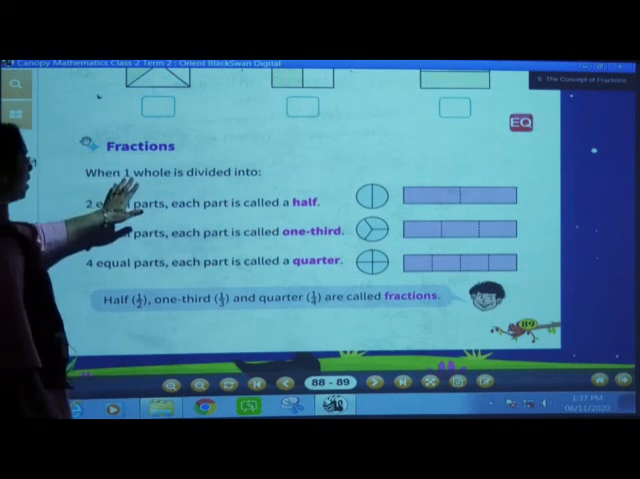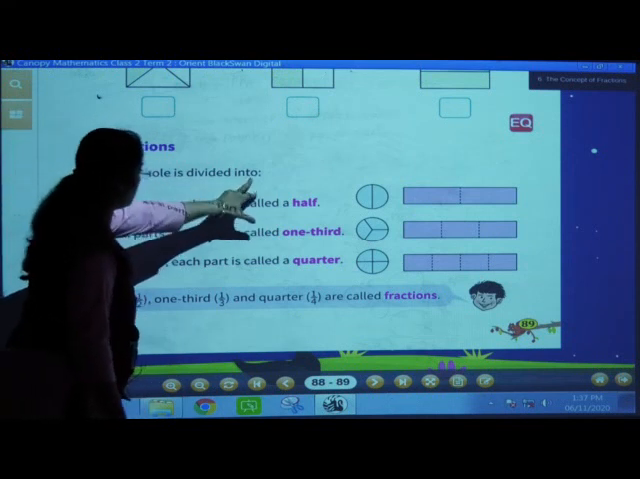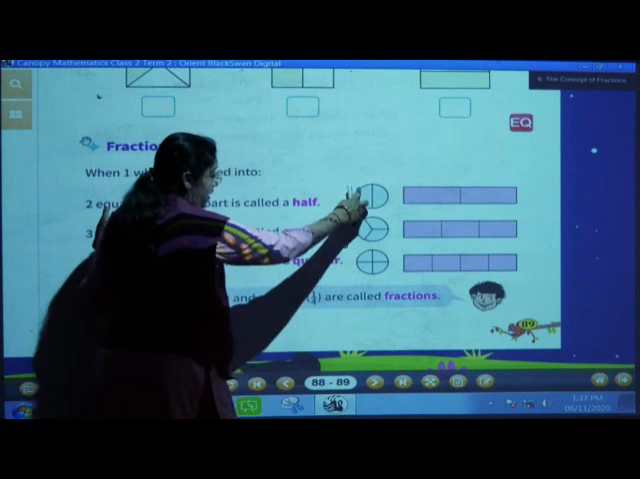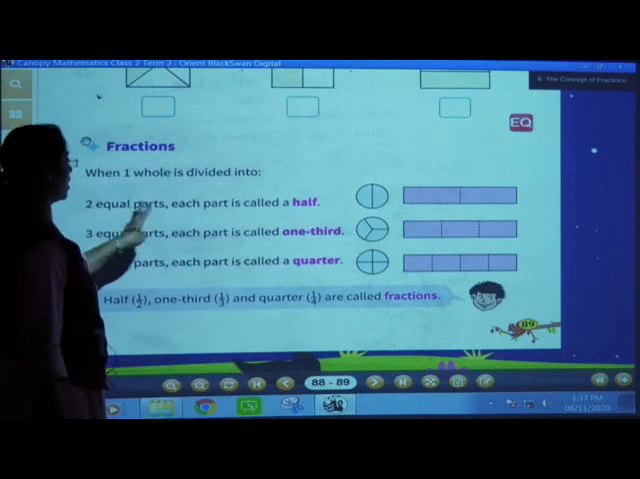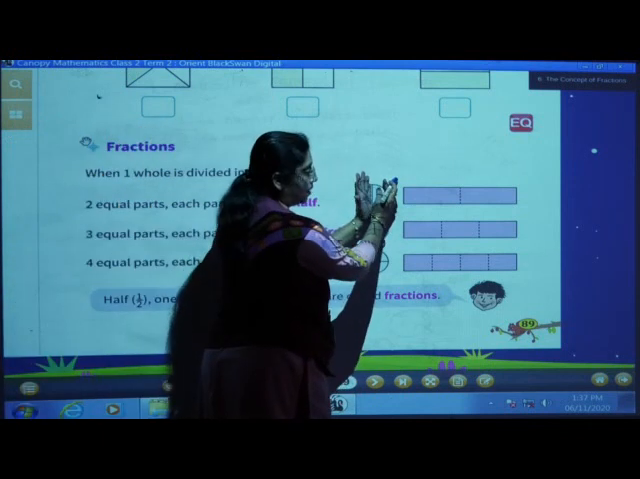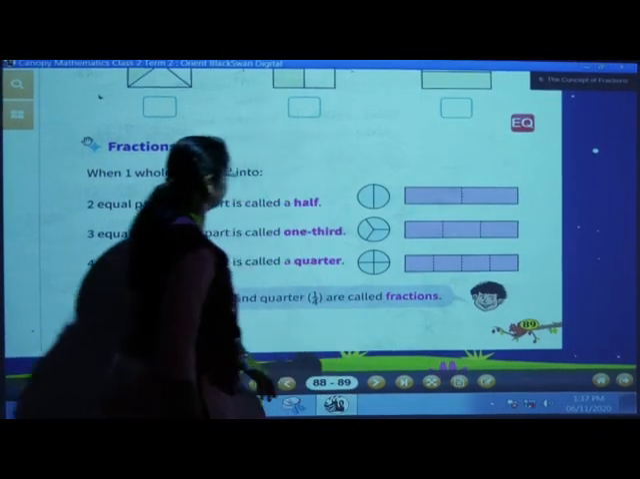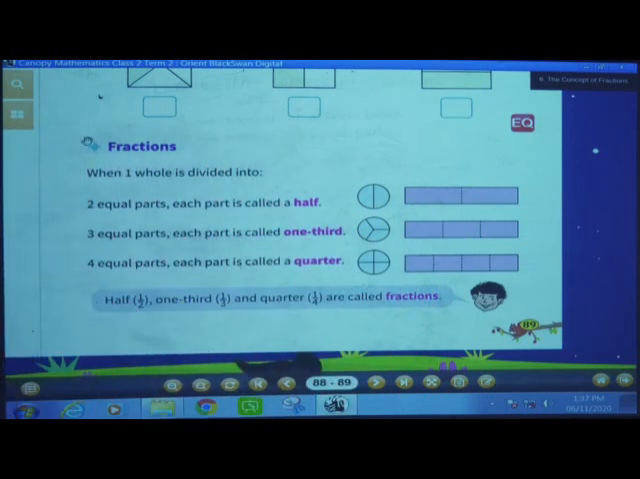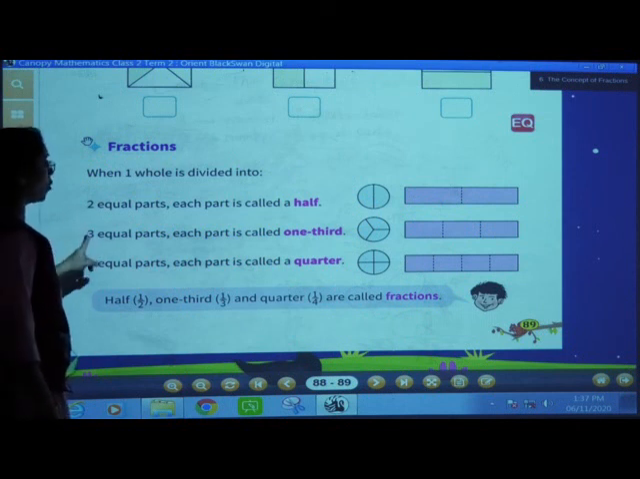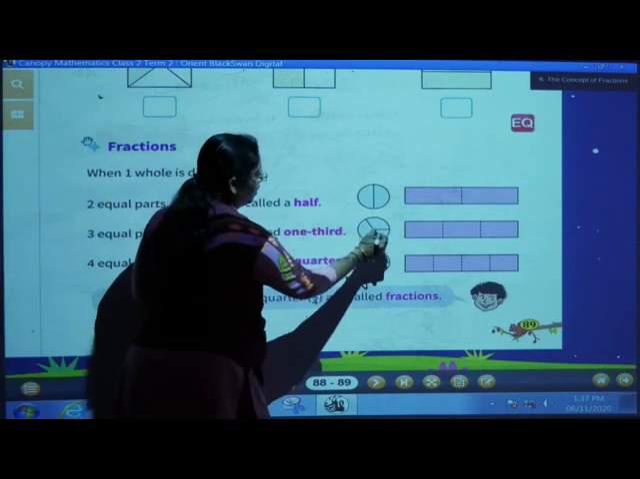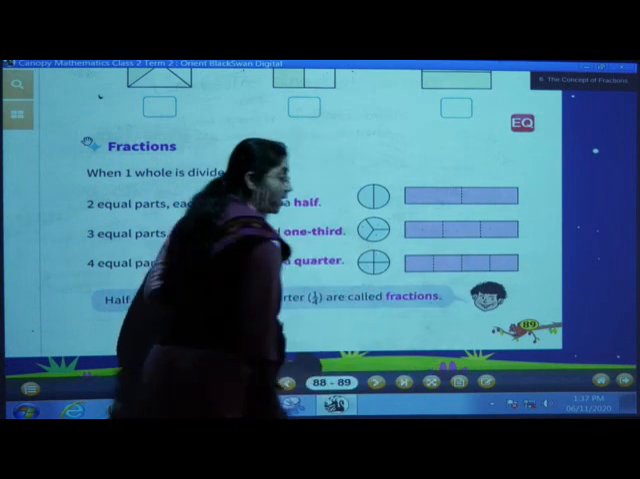See here, when one whole is divided into two equal parts, each part is called half. This part is called half and this another part is also called half. When one whole is divided into three equal parts, each part is called 1/3.